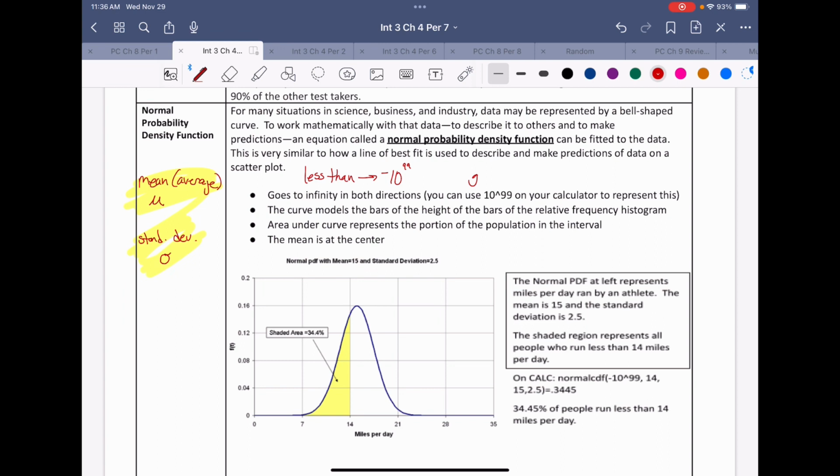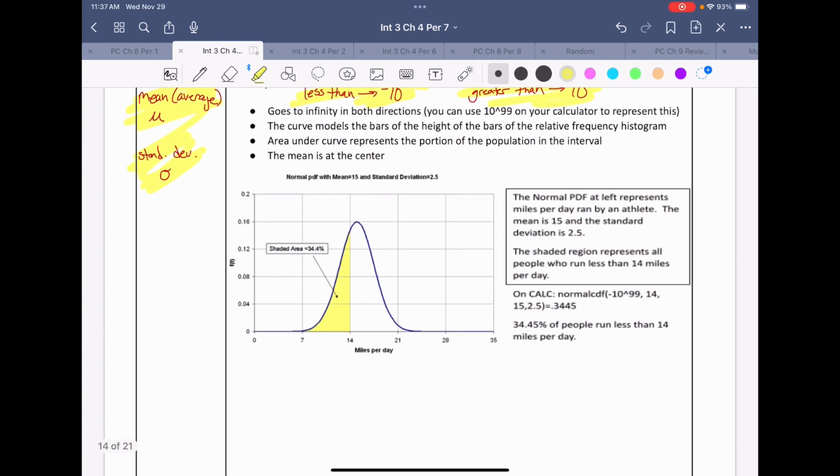If the problem says greater than, how many people scored greater than 200? Even though you can't score 500 on a test that only goes to 300, we're going to pretend you can, and we're going to use positive infinity. In a calculator, positive infinity is 10 to the 99th. So we need to know these things. Then we need to know how we're going to write it. So here's a question over here.